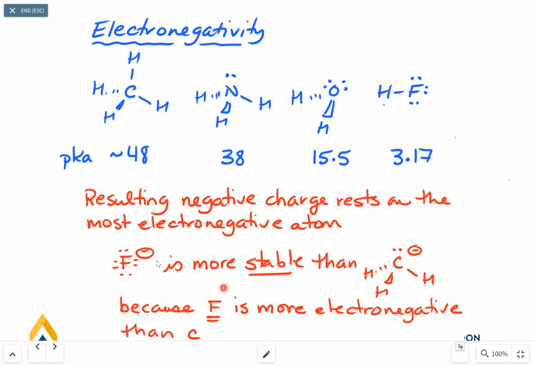So if you've got a choice of stabilizing a negative charge on an electronegative atom versus a non-electronegative or electropositive atom, the electronegativity is going to win out. Fluoride, compared to the carbanion, is a far more stable negative charge. So it will be a weaker conjugate base, and that would mean that the acid would be way stronger.